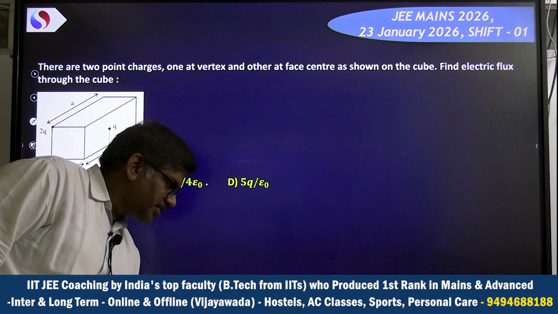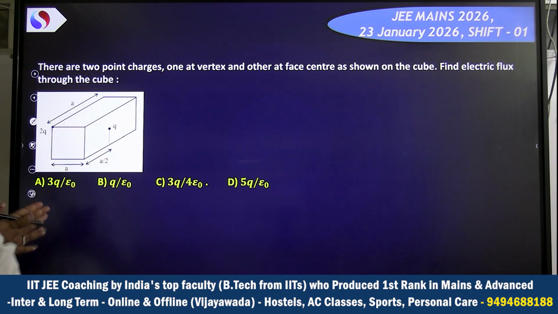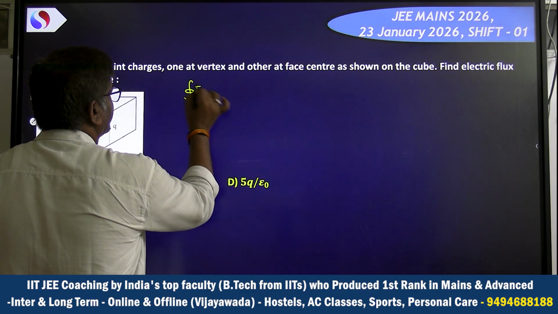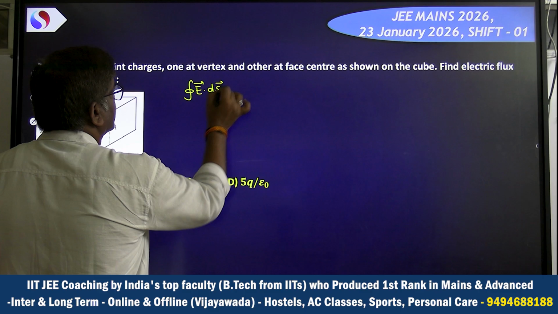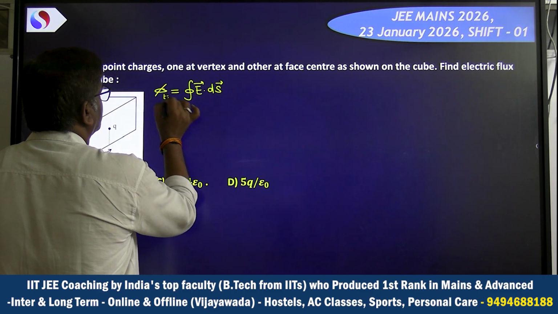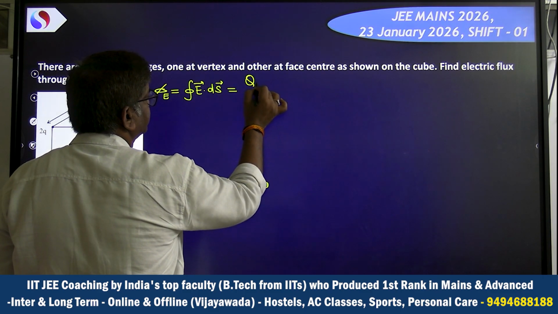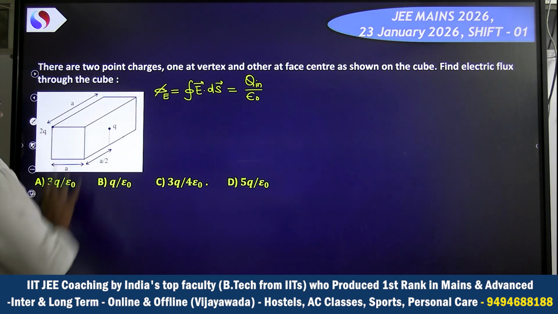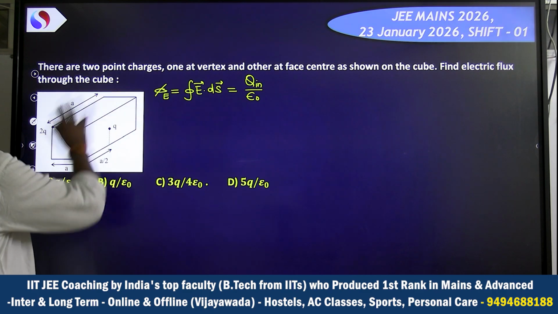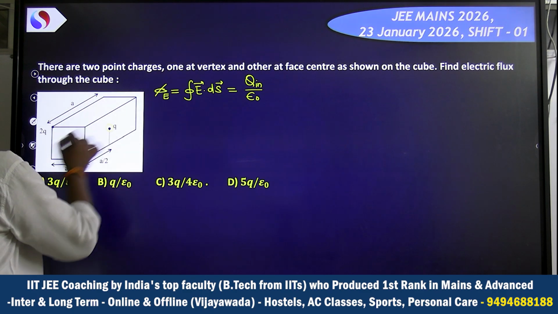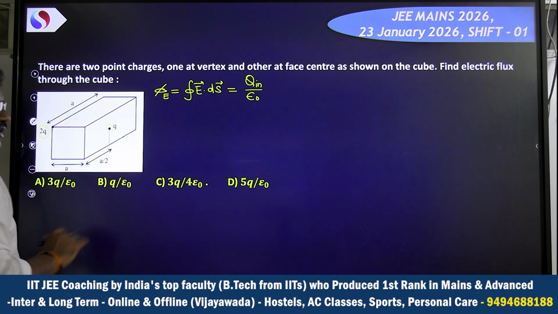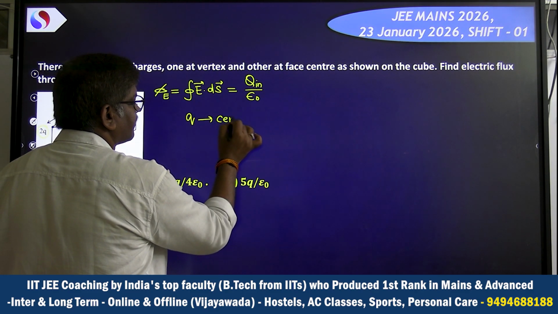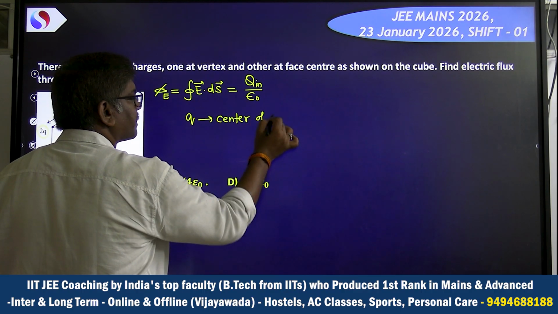Okay. Question from Gauss law. Flux. So what is Gauss law? The electric flux through an enclosed surface is given by Q inside by epsilon naught. Interesting. So in this question, we have to find the flux through this entire cube. In the cube, there are two charges. One charge Q is placed at the center of one face of this cuboid.